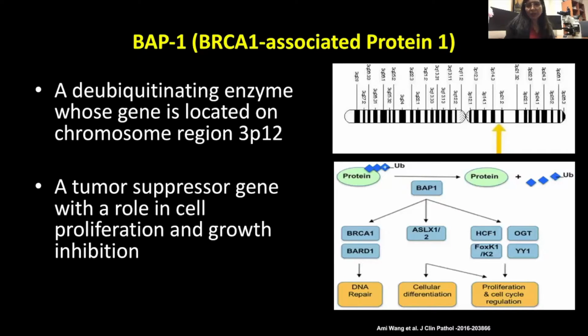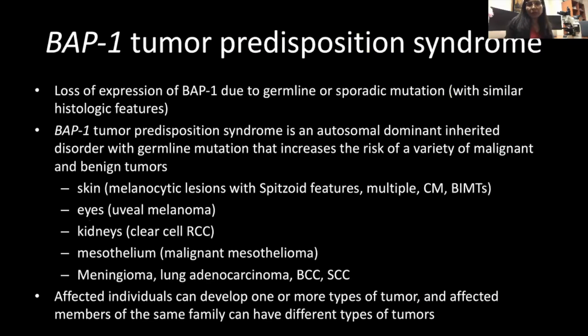Let me talk a little bit about this BAP1. It's a BRCA1-associated protein. It's an enzyme. The gene is located on chromosome region 3p21, sorry, 3p21. This is a tumor suppressor gene with a role in cell proliferation and growth inhibition. This lesion is important to be recognized because the loss of BAP1 expression can be due to germline or sporadic mutation, but in both cases, in terms of histology, they look the same. So histologically, we cannot differentiate.